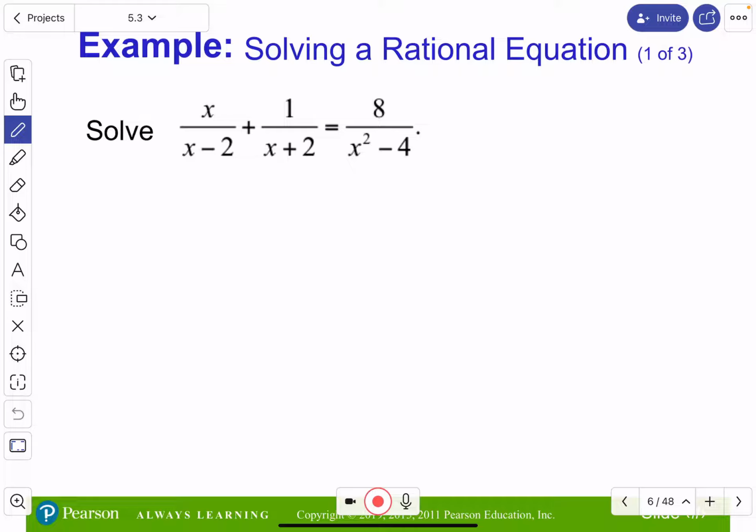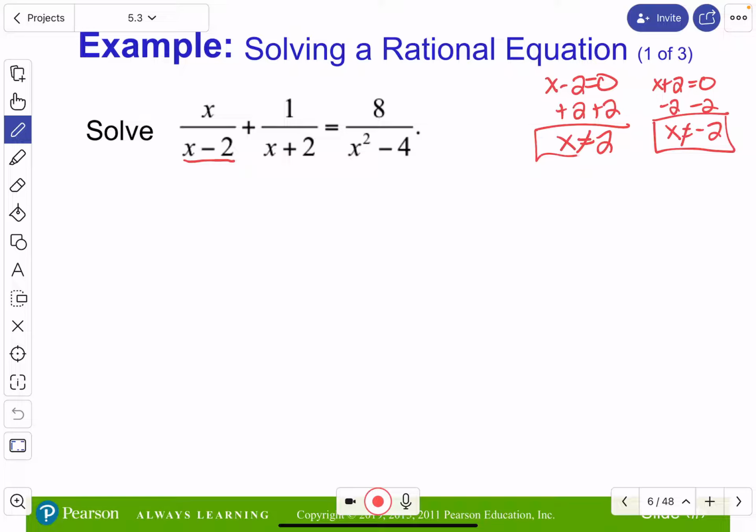Now, sometimes you have a more complicated rational equation, so you can't just multiply both sides by the denominator. So here, we are still going to start by writing our restrictions, the undefined. So we're going to make both of these x minus 2 equals 0. So if I add 2 to both sides, x cannot equal 2. So that takes care of this one. x plus 2 equals 0. Subtract 2 from both sides. x cannot equal negative 2. So those are our restrictions.